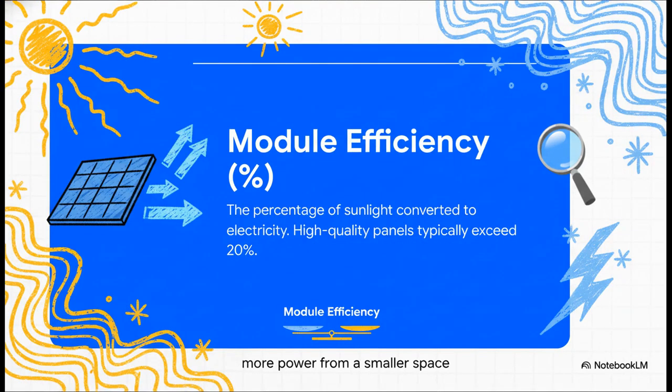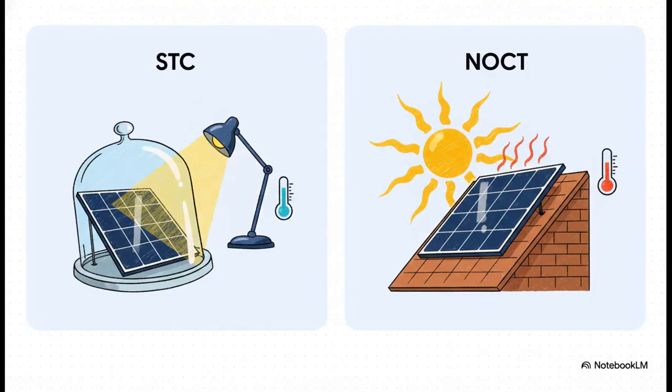Next up is module efficiency. This one is huge. It's just the percentage of sunlight that hits the panel that actually gets turned into usable electricity. So picture this. The sun is just blasting the earth with about 1,000 watts of energy for every square meter. An efficiency of 20% means your panel can grab 200 of those watts and turn them into power. So yeah, higher efficiency just means you get more power from a smaller area. Simple as that.